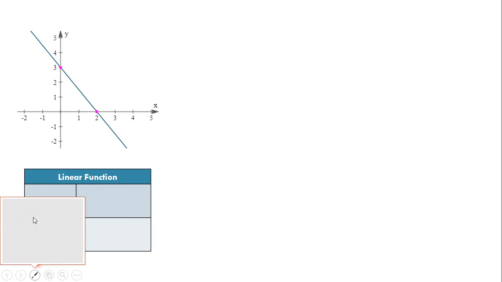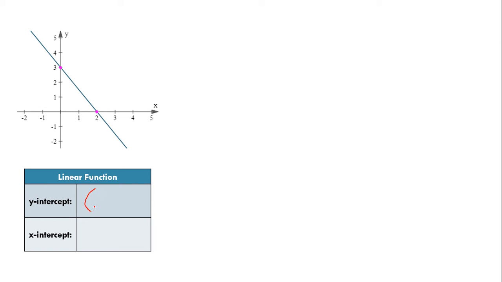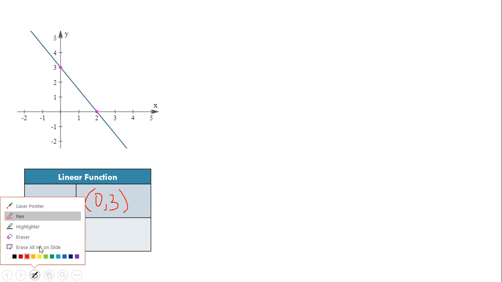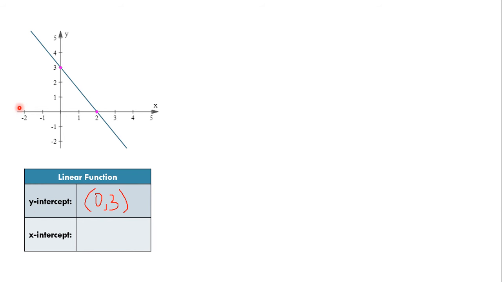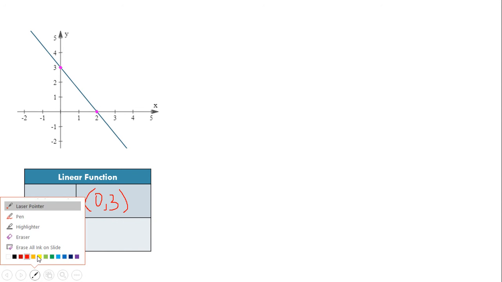And if I write that as a coordinate, I would say that my x value is 0 and my y value is 3. So 0, 3 would be my y-intercept. Now my x-intercept is where that function, or this line, crosses the x-axis. So right here, where x is equal to 2, would be my x-intercept.